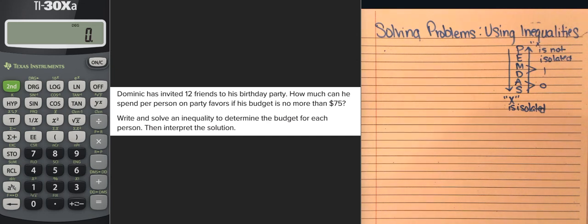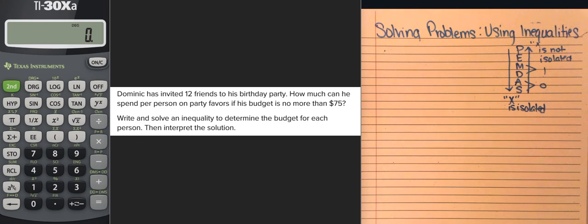All right, so we have another example where we're going to write and solve one-step multiplication inequalities. Dominic has 12 friends and he invited them to his birthday party. How much can he spend per person on party favors if his budget is no more than $75? We are going to write and solve an inequality, and that's going to help us to determine the budget for each person, and then we're going to interpret the solution.